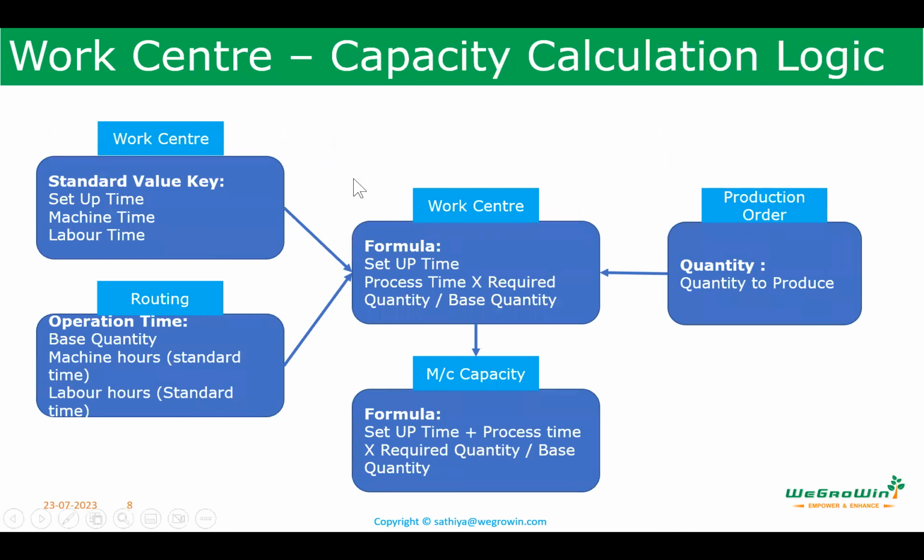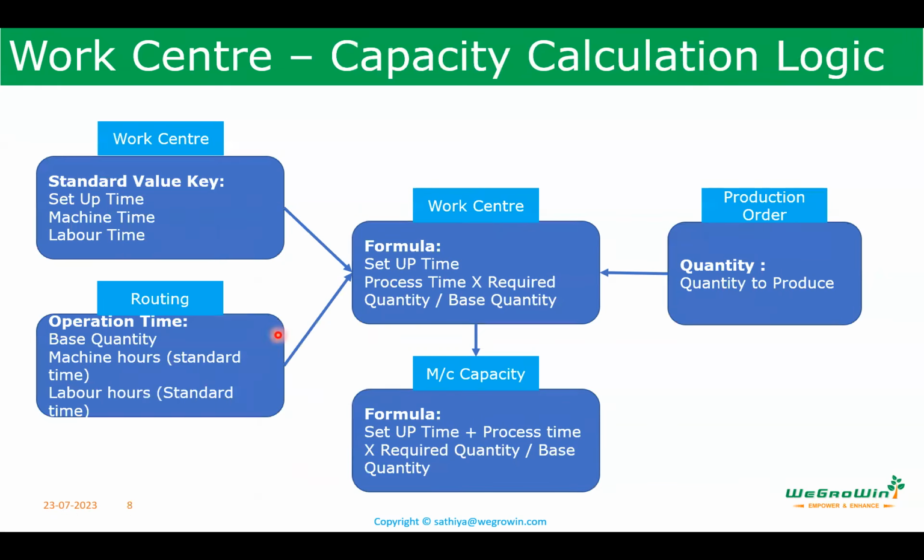Right. So in work center, there are many details which are available as shown here. In work center, there is an area called standard value key, which will cover setup time, machine time, labor time, for example. In routing, for each of these, we maintain the time for the product. For example, as shown here, to produce the product, setup time 1 hour, processing time 0.5 hours. These things I maintain in the routing.